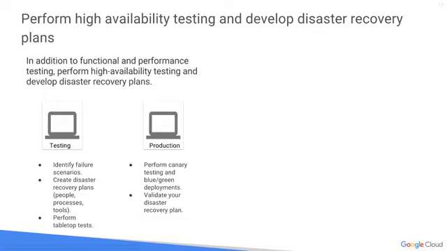Then, simulate failures in your test environment. After you understand the behavior of your application under failure scenarios, address any problems and refine your disaster recovery plan. Then test the failure scenarios in your production environment. You can perform canary testing or blue-green deployments on your production environment. Consider scheduling such testing during a maintenance window or during off-peak hours to minimize impact.